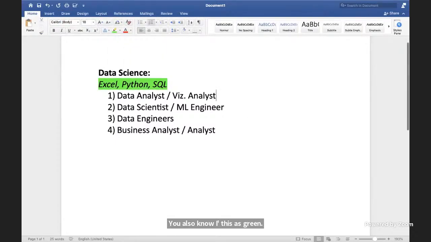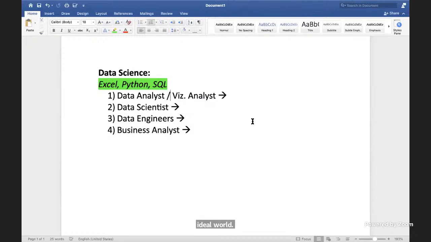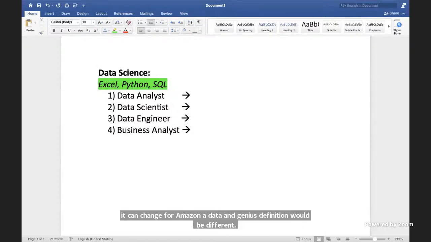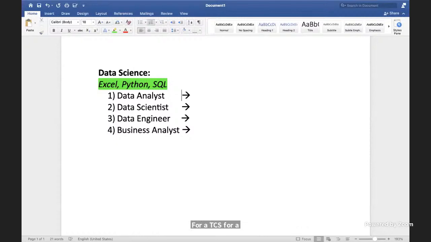Okay. Now let's talk about a data analyst. All the examples and explanations I'm about to give you are true in an ideal world. Every organization defines their hierarchy and roles differently. I'm giving you an idea of what you can expect from each of these roles. Clear? So do not think what I'm telling is the Bible. It can change. For Amazon, a data engineer's definition would be different. For TCS, for Wipro, for Google, for HCL, it would be different. Correct? Cool. Again, I will not repeat these 3 skill sets, assuming this is common.